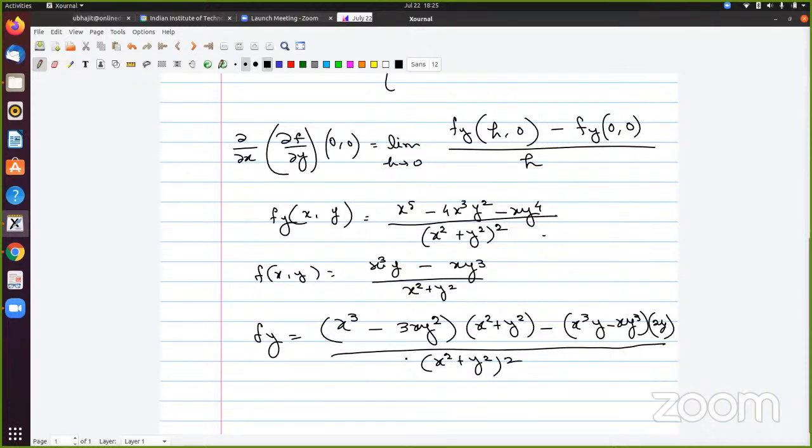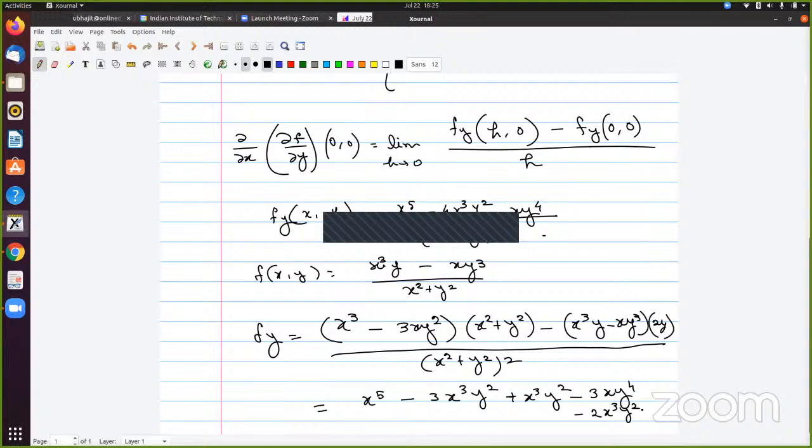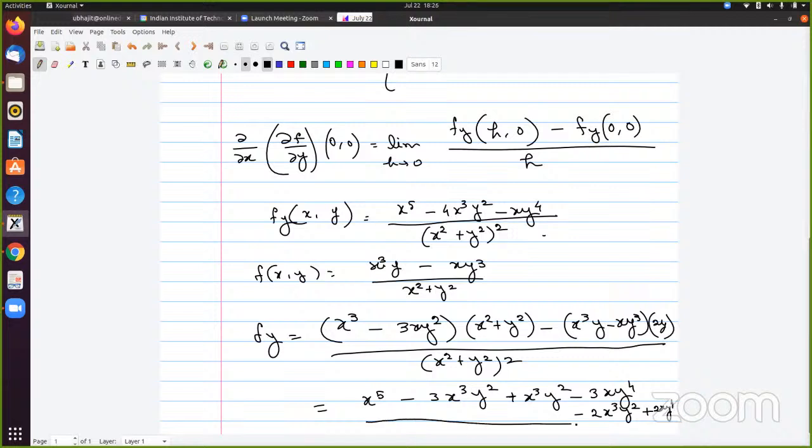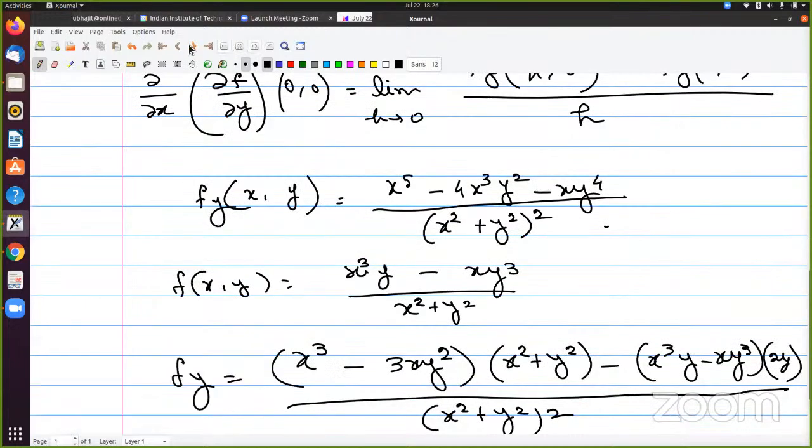This is whole square. This is what we need, and if you calculate it, it should be x to the power 5 minus 3 x cube y square plus x cube y square minus 3 x y to the power 4, then minus 2 x cube y square, and plus 2 x y to the power 4, over (x square plus y square) whole square. This is the function. Okay, sir.